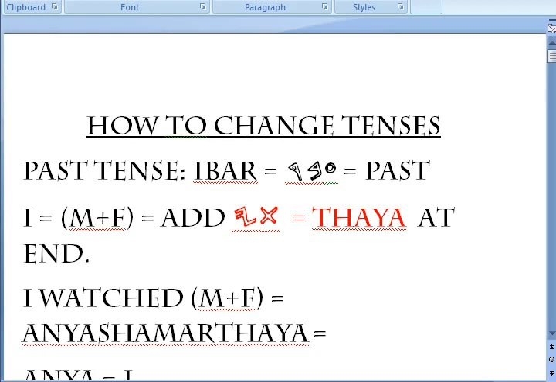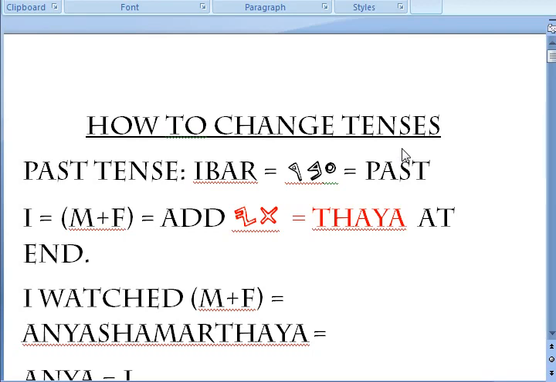Shalom Akim. Today's lesson we're going to go into how to change tenses. The last lesson that I did was the present tense. In this lesson we're going to deal with the past tense, and Lord willing, in the future we're going to deal with the future tense. So this lesson is how to change tenses in the Hebrew, which we showed you the last time.